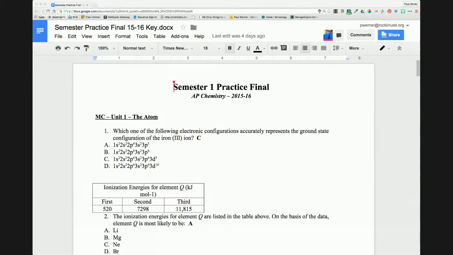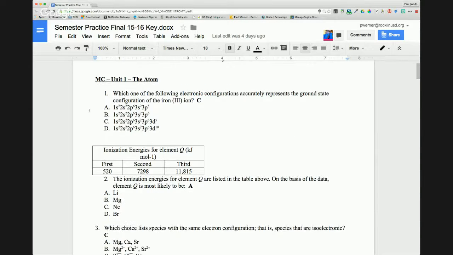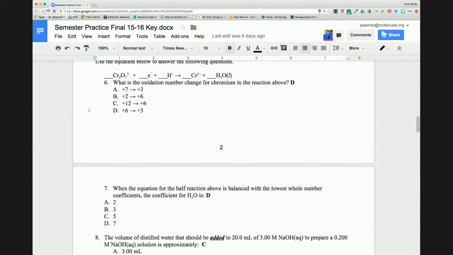C, 1s2, 2s2, 2p6, 3s2, 3p6, 3d5. There it is. Okay. So that's the correct answer for number 1. So hopefully that helps you on that one. Let's go to 12.